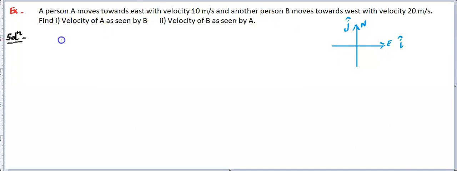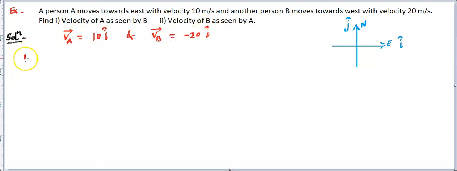What is the velocity of A? So we need to write velocity of A. So this velocity of A is going to be equal to 10 in the direction of east, that means I cap. What is the velocity of B going to be? So you can write the velocity of B. B is pointing towards west, so that means minus I cap. Hence we will write it as minus 20 I cap meter per second. So these are the two velocities.